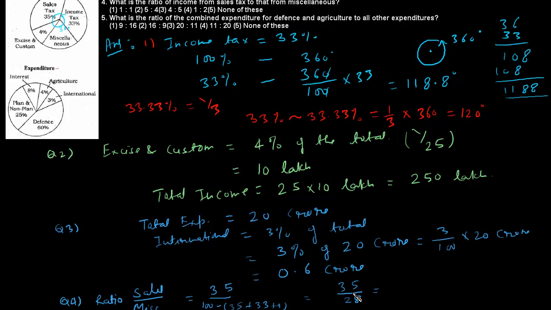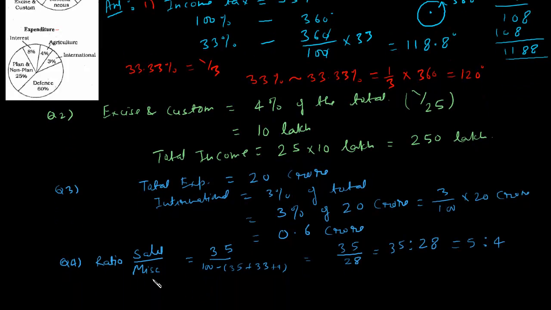So 35 by 28. Can we divide it with any number? We can divide it by 7. 7 5s are 35, and 7 4s are 28, so 5 is to 4. So which option is correct? The second option is correct.